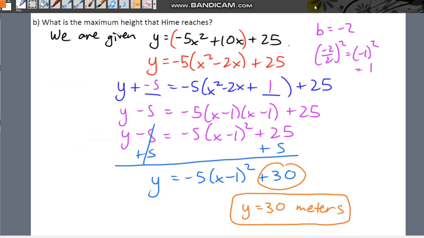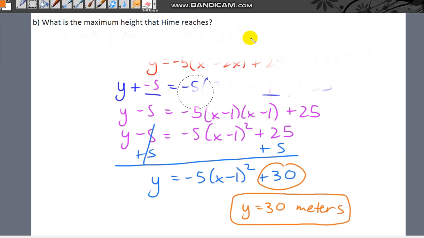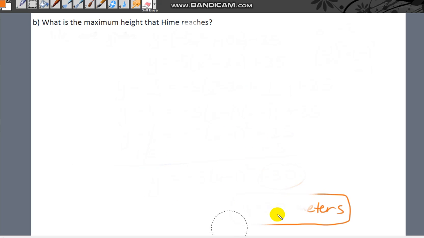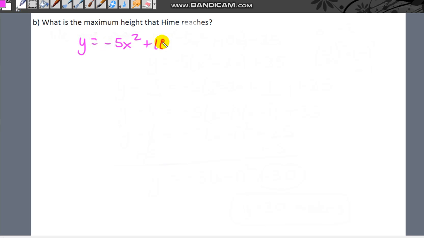I want to also show you something interesting. Let me show you another way that you could solve this. It's actually a little formula. I'm just going to erase some of these things here. I can kind of see some of you thinking, well, I don't know how to complete the square. All right, fine. So again, what we started with was y equals negative 5x squared plus 10x plus 25.